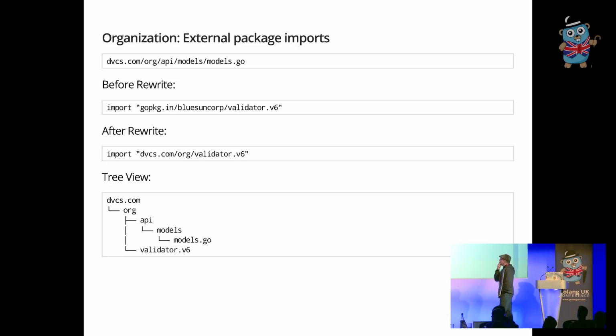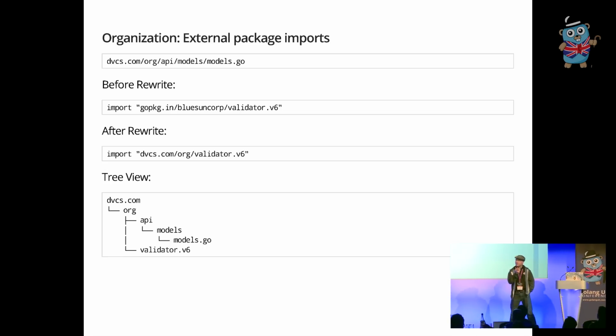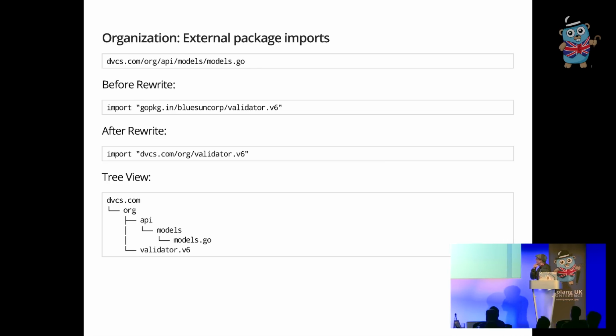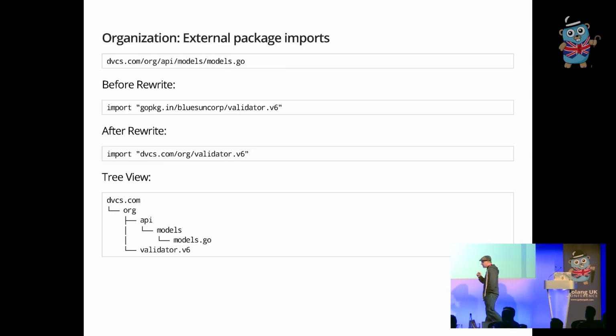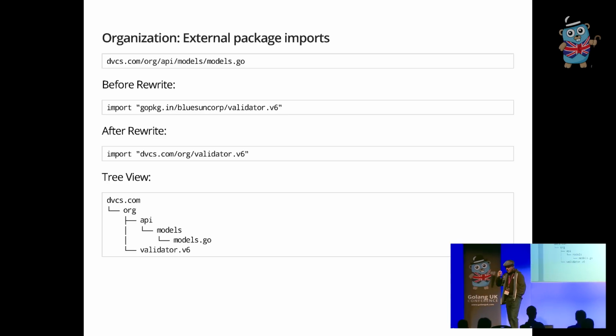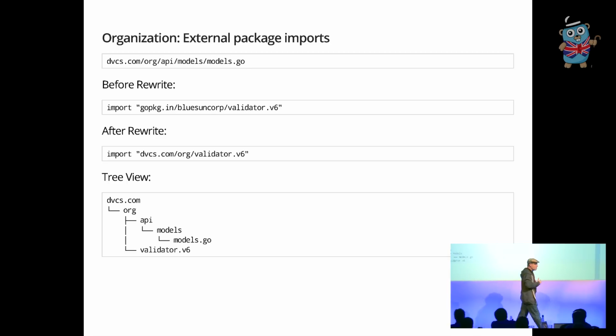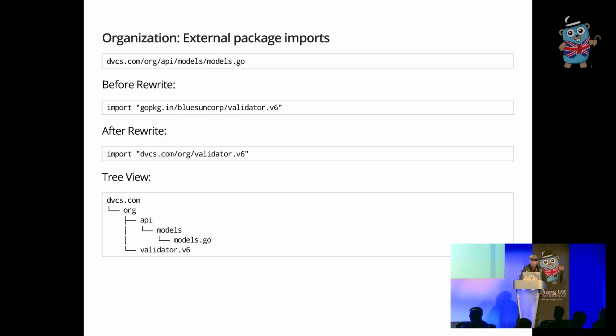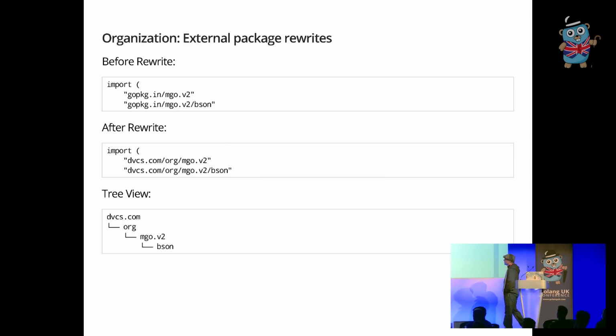But now when I want to use this validator package inside this modules file, the code that I'm writing, I can't use it by that import name. I have to go in and rewrite all of those import paths to point back to my organization. So this requires rewriting those import paths everywhere, for every dependency that I bring in. And every time I reference this, I have to reference it from inside the organization.